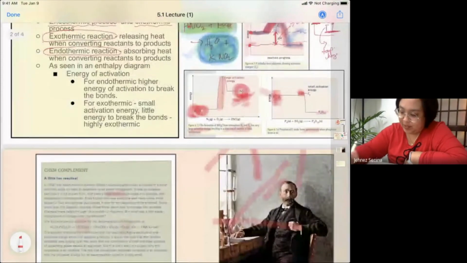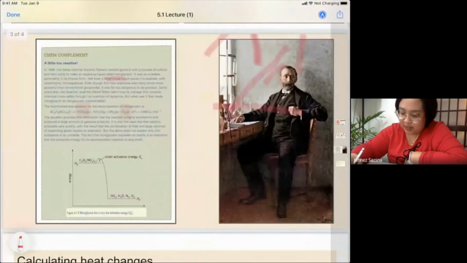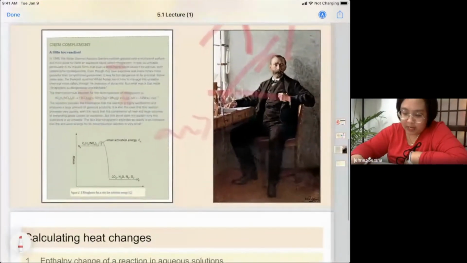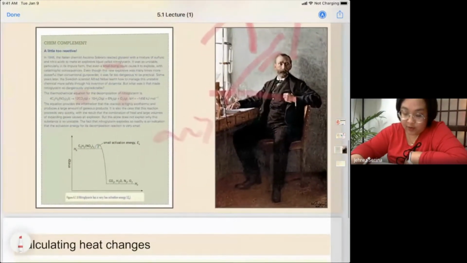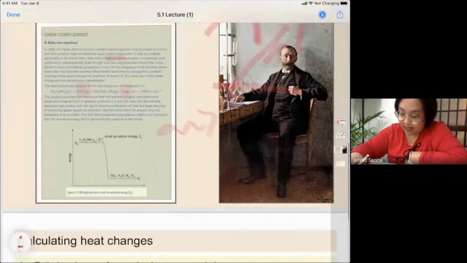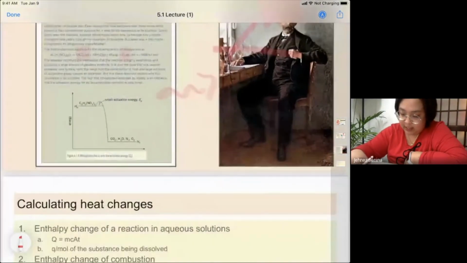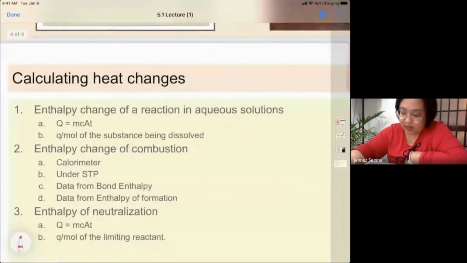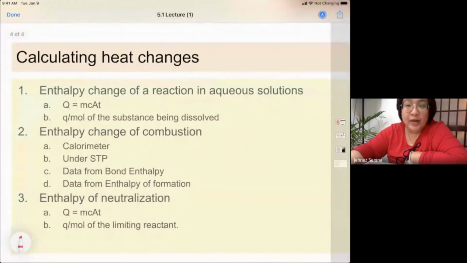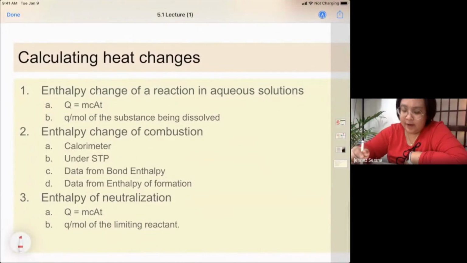Okay. What else did I want to talk about? So that's Nobel. Thank you. We found a more stable way for the decomposition of the dynamite. And then, so here we are now. I talk a lot, but I just want to wrap our brains around this one again.